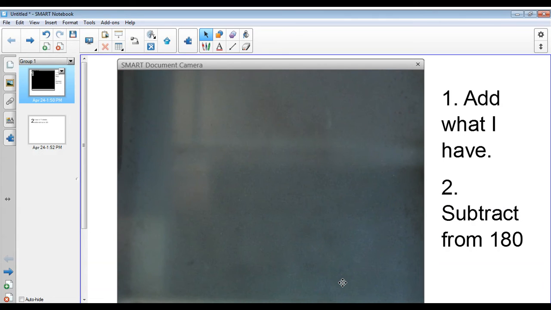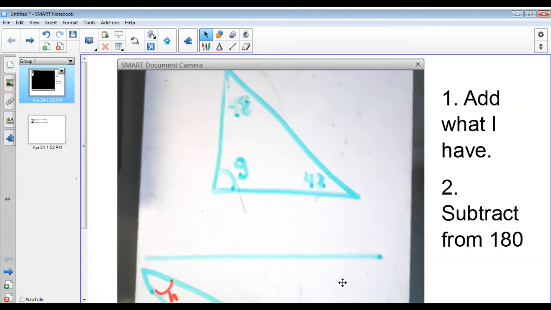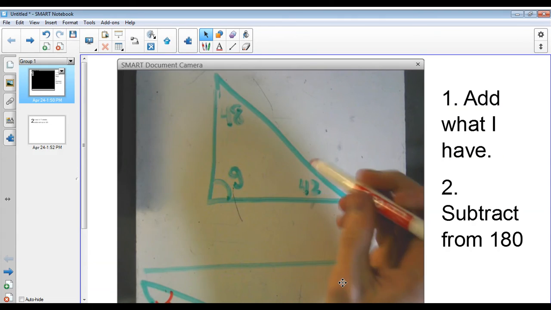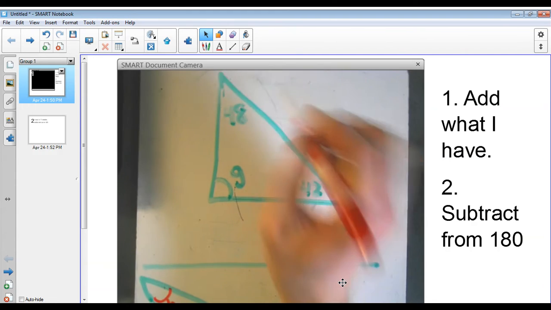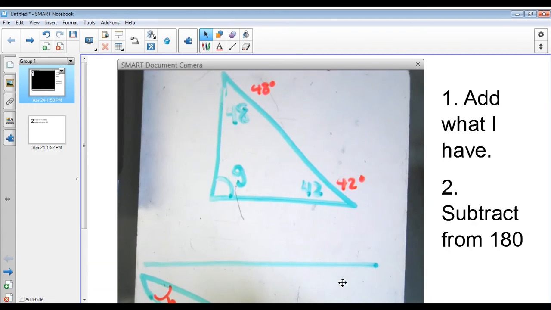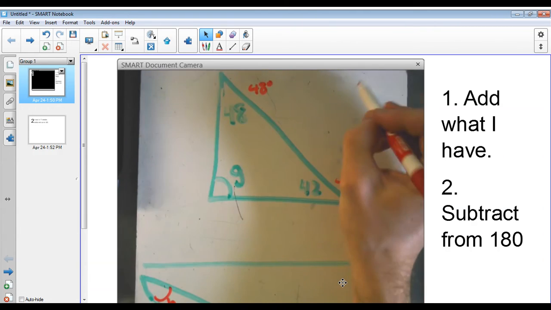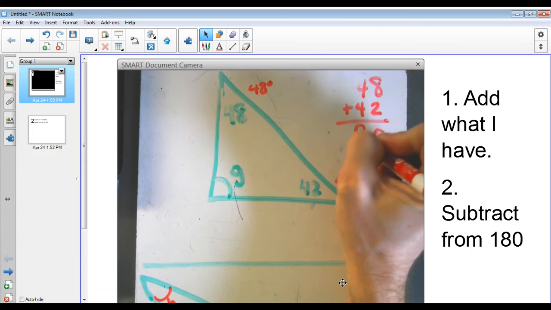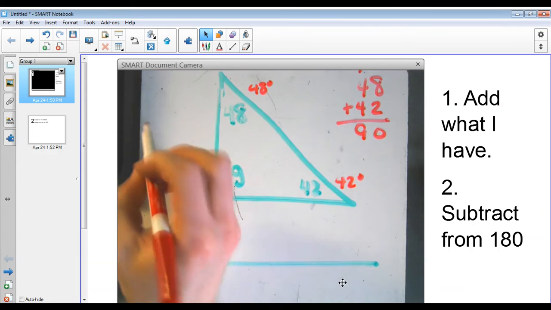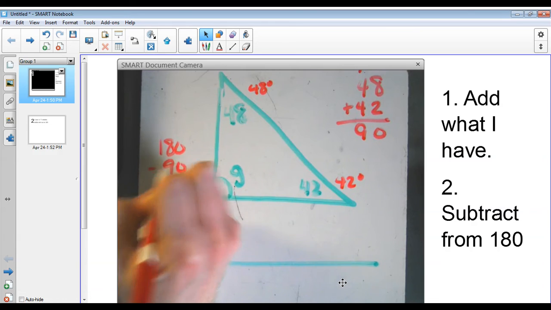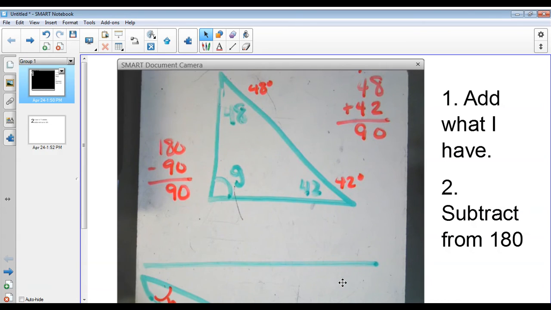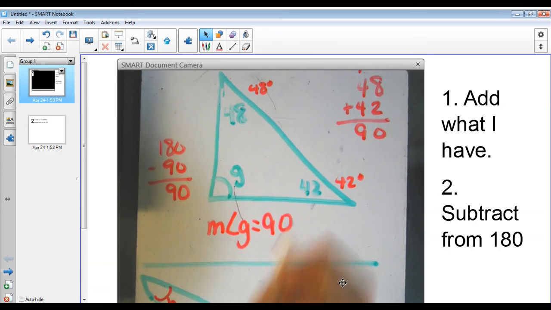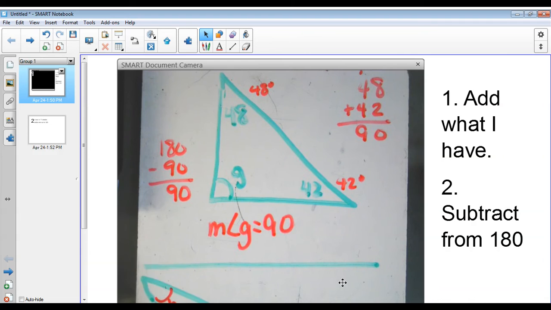In this next example, drawn out very similarly, angle G is the missing angle over here. And I have a 42-degree angle over here. I'll rewrite this so it's a little clearer. I have a 48-degree angle up top here. So now what do I do? Figure out what I have all together. I have 90 degrees altogether, and then when I do 180 minus 90, I'm left with 90 degrees. So angle G is 90 degrees. So is this a right triangle? Yes, it is.